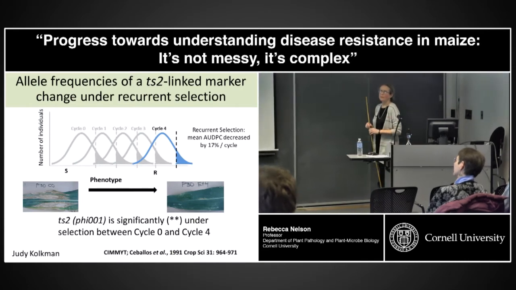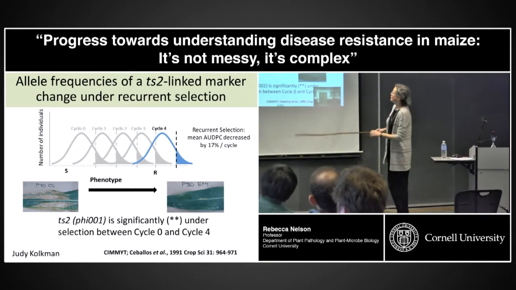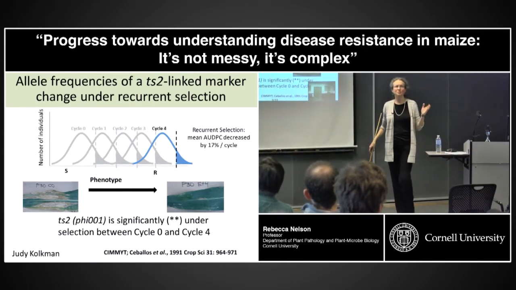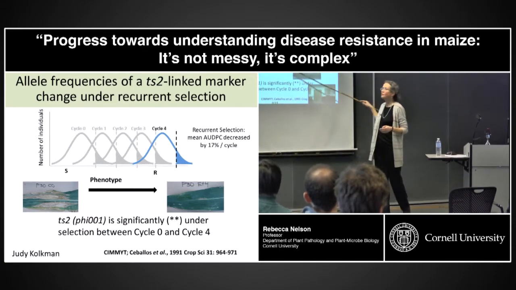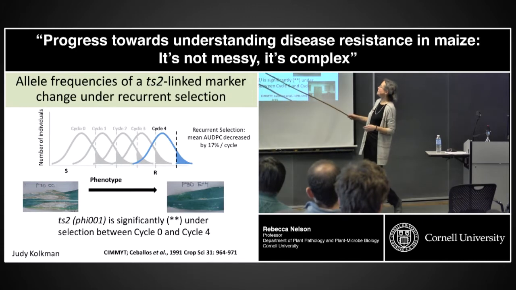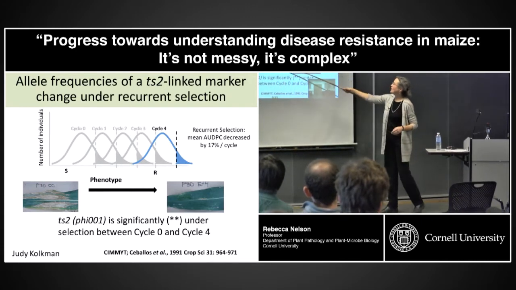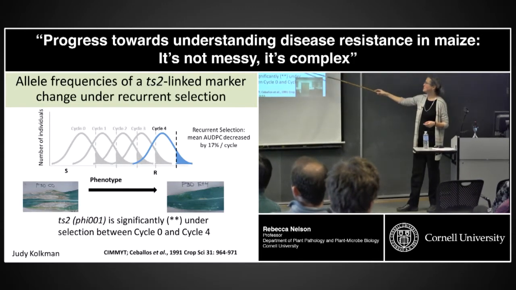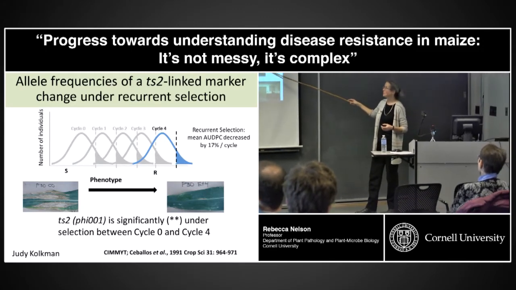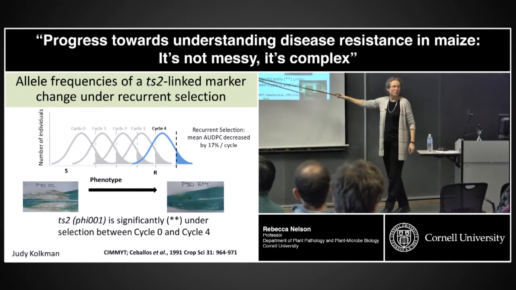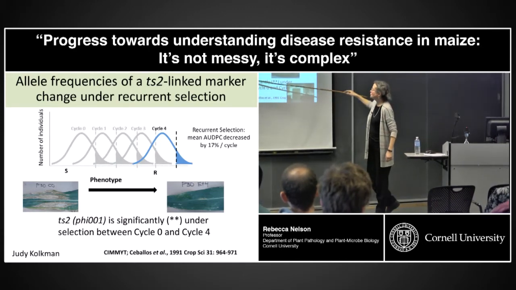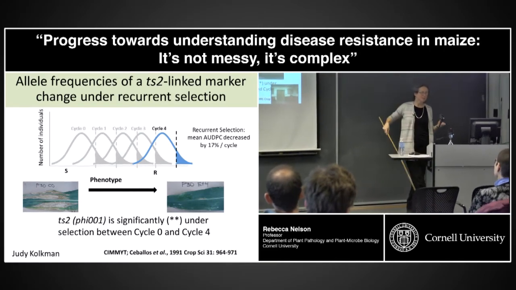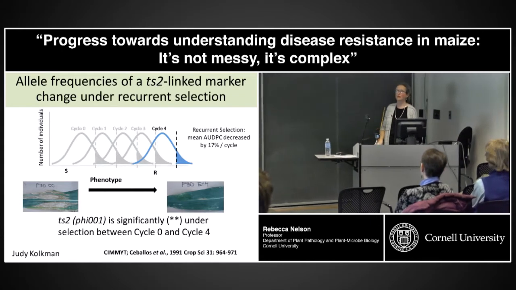Judy also did mapping using recurrent selection materials. There's a cool set of materials from CIMMYT where an extremely diverse population of maize was subjected to several cycles of selection, specifically for resistance to northern leaf blight. And it was really effective. You got 17% trait shift per cycle, so you go from really susceptible in cycle zero to really resistant in the fourth cycle of selection. There's a microsatellite marker closely linked to tassel seed 2 that did shift significantly in allele frequency throughout this process. That was an implication that tassel seed 2 might have been selected.